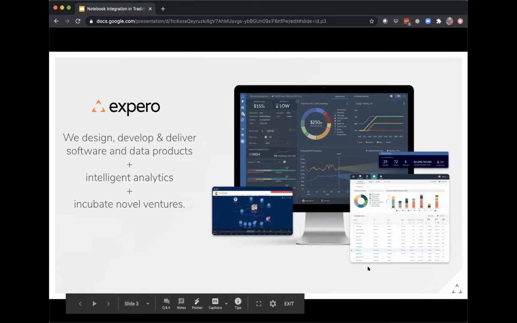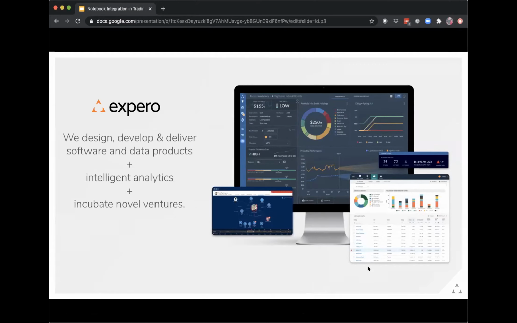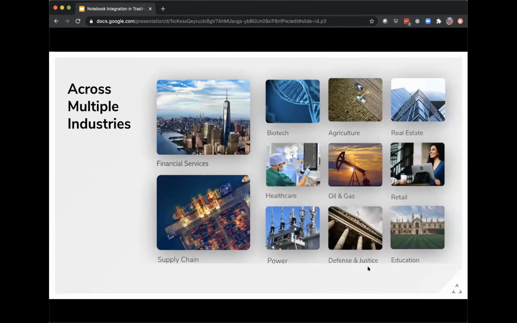We're talking to you today from Expiro. We focus on designing, delivering and developing software and data products. We focus in intelligent analytics, and we're currently incubating some novel ventures. Been in business almost 20 years, touching on many different industries. While we're focusing today on financial services, we also have assets and project experiences in biotech, agriculture, real estate, headquartered in Texas, a lot of oil and gas and healthcare, retail, education, defense and industry, power and supply chain.